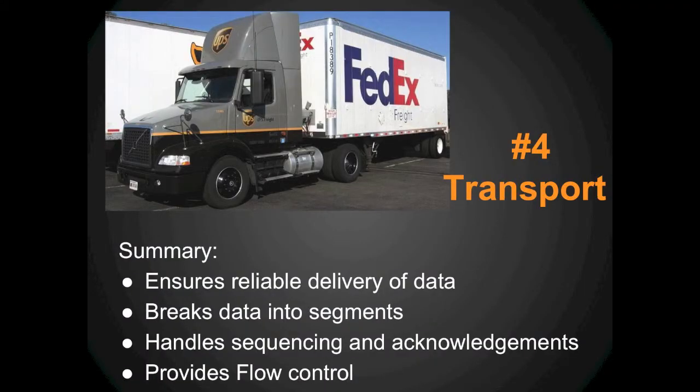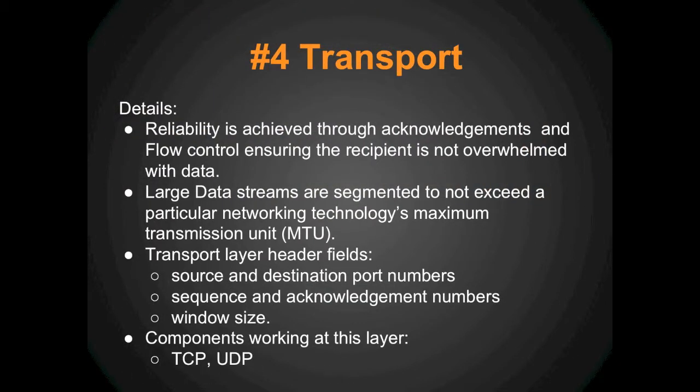Layer 4, transport, ensures reliable delivery of data, breaks data into segments, handles sequencing and acknowledgements, and provides flow control. Reliability is achieved through acknowledgements and flow control, ensuring the recipient is not overwhelmed with data. Large data streams are segmented to not exceed a particular networking technology's maximum transmission unit.